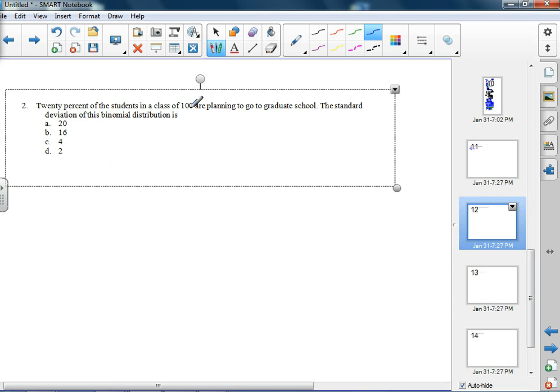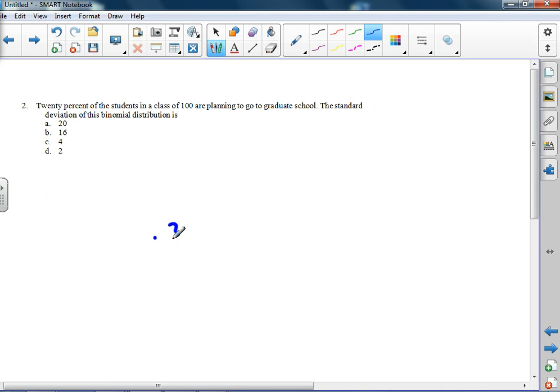20% of that. So 0.2 times 100, which is 20. 20% of students in a class of 100 are planning to graduate. The standard deviation of this binomial distribution. And I don't doubt if any of us remember that particular thing. Binomial distribution.